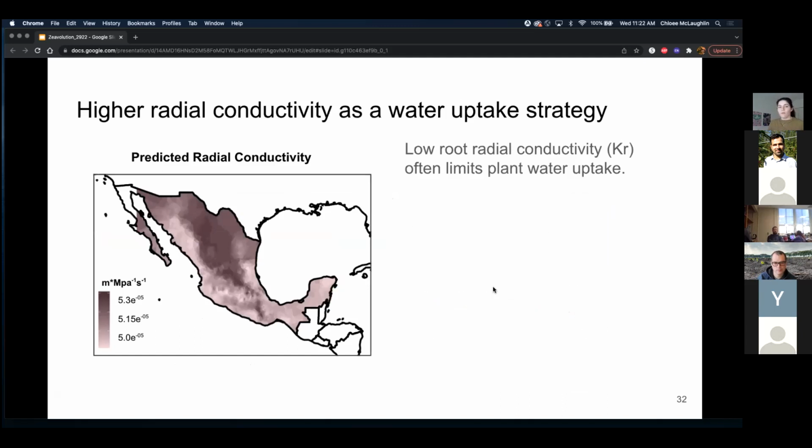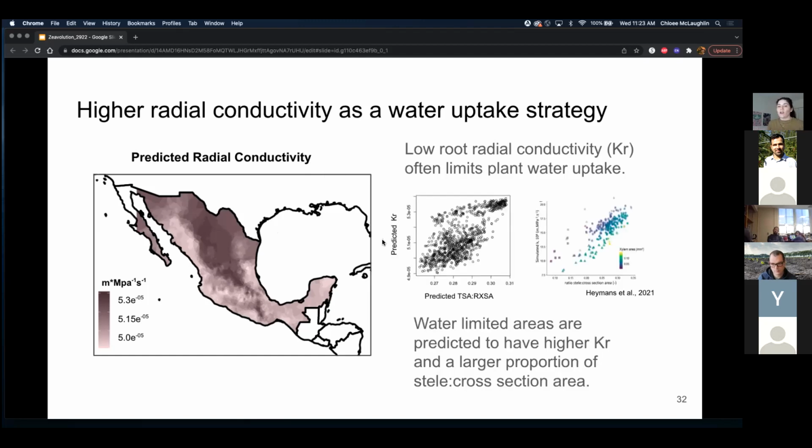So using our random forest models, we predict that individuals from these more northern regions and highland regions have higher radial conductivity. And we're thinking that this might be a water uptake strategy because, like I mentioned before, low radial root conductivity often limits plant water uptake. So if you have a higher radial conductivity, then you might be using that as a strategy to deal with being water limited.